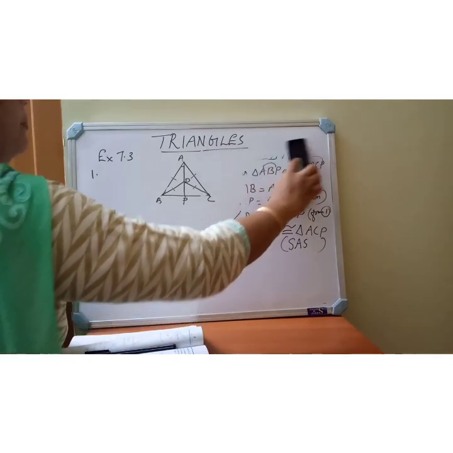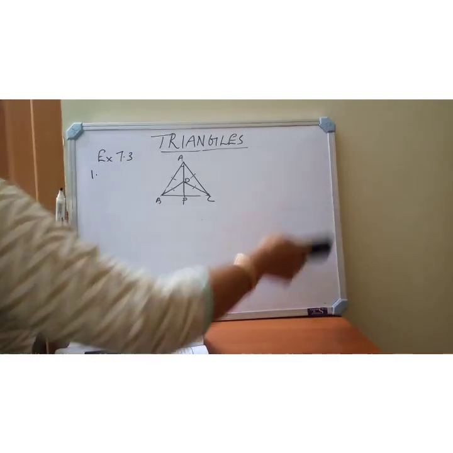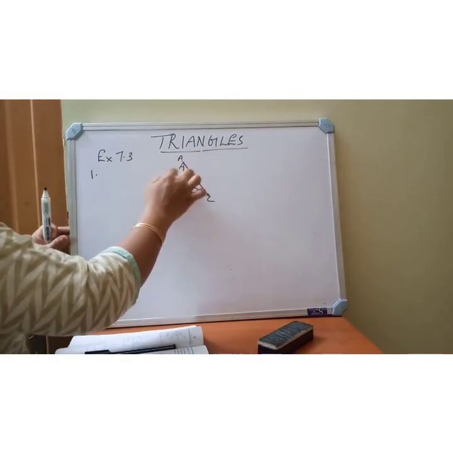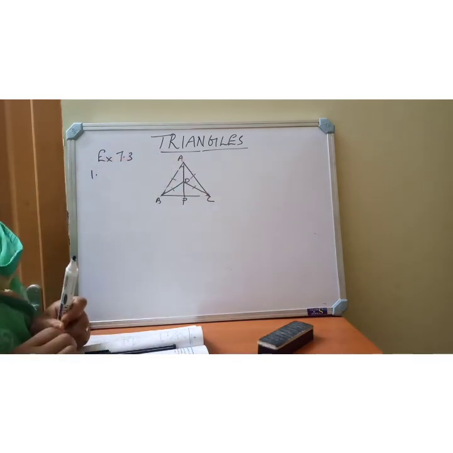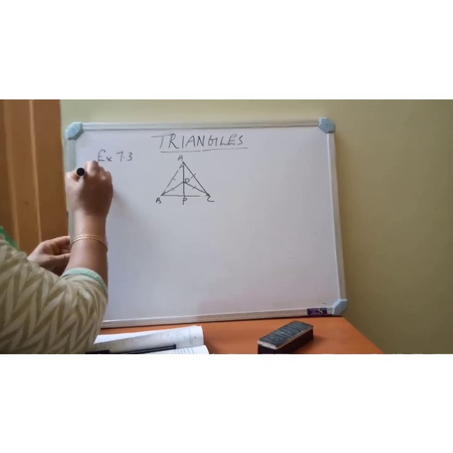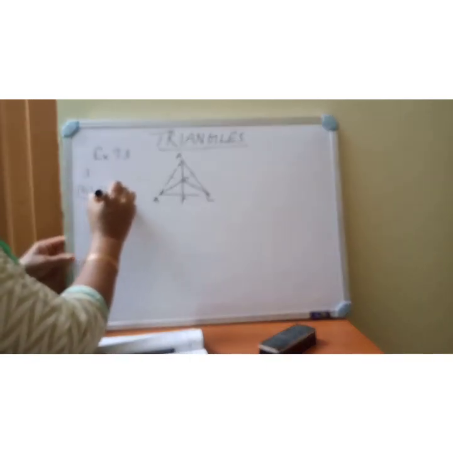Angle BAP is equal to angle CAP, isn't it? If these two angles are equal only, we can say that AP is a line that bisects this angle equally. Understood? So, third part of the question, third part, AP bisects angle A.